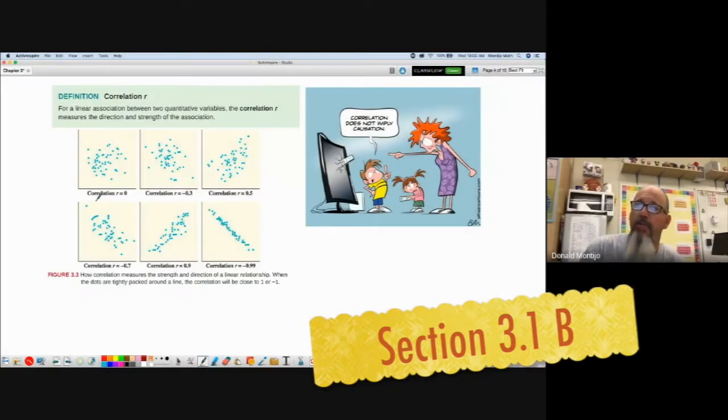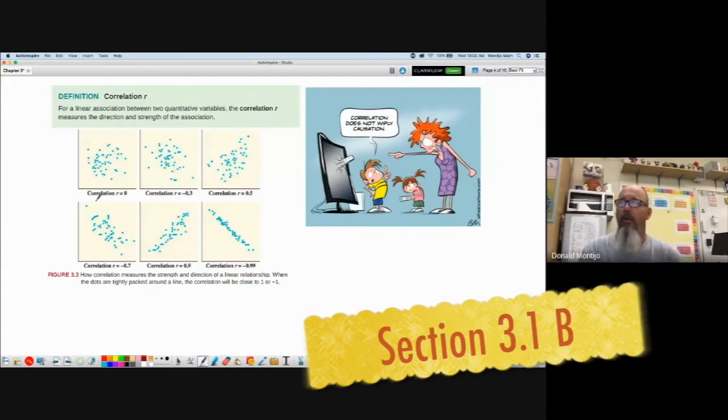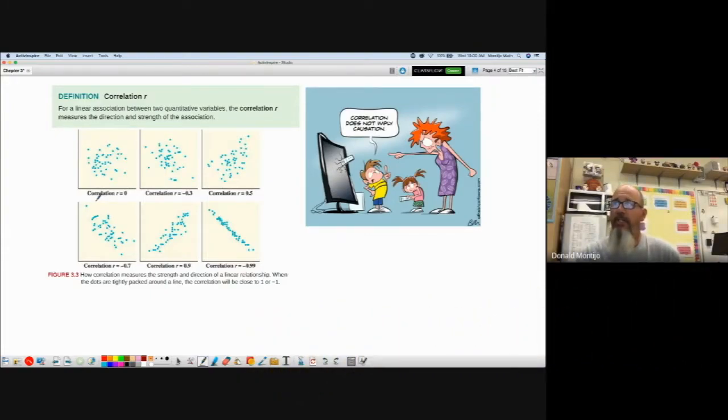How are we going to talk about strength? Well, this term correlation, and we're going to use the variable R for correlation. R is going to give us two of the three that we need. Remember, we need form, direction, strength, and then is there anything unusual? R will tell us the direction as well as the strength.